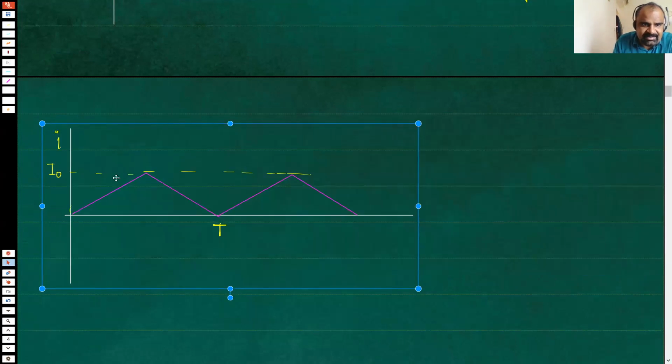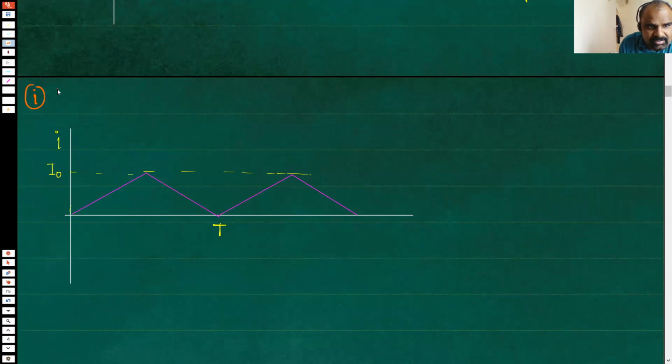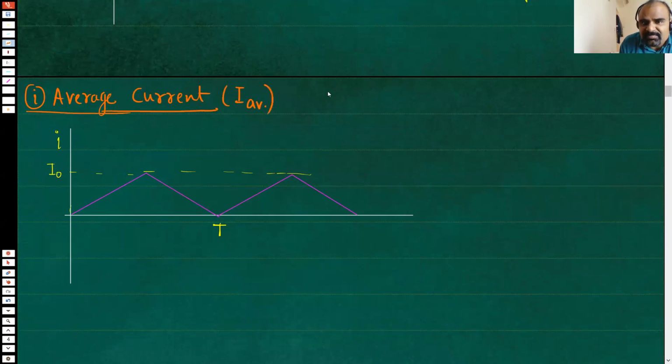And first I will find the easier thing, which is average. Average current. Now this time average will not be 0. So capital I AV, or you can simply say small I with this symbol, because that also means average. Now this will not be 0 because this function is always positive.